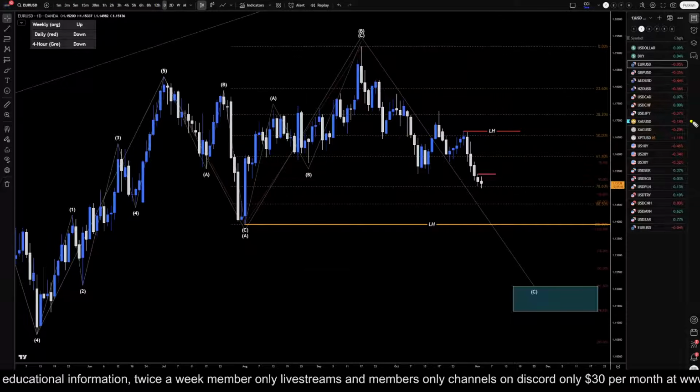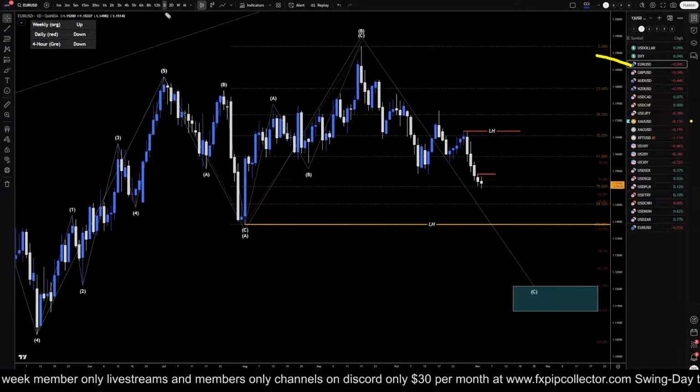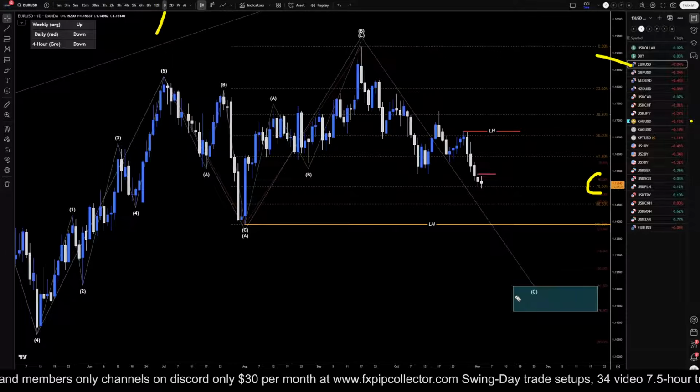Today is Tuesday, November 4th, and this is my analysis for the Euro US dollar. We're on the daily time frame to start with. So on the daily time frame, we are sitting at the 78% Fibonacci retracement.